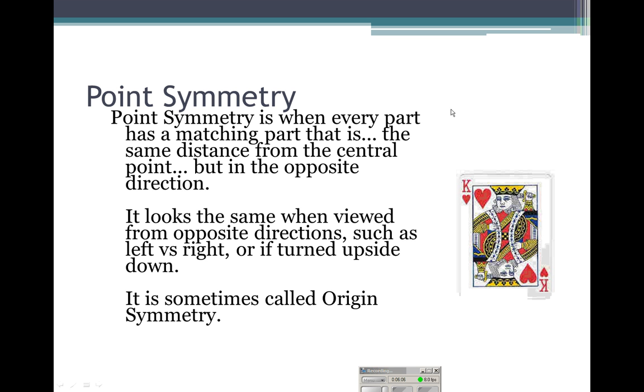Some figures have point symmetry, and that's when every part has a matching part that is the same distance from the central point, but in the opposite direction.